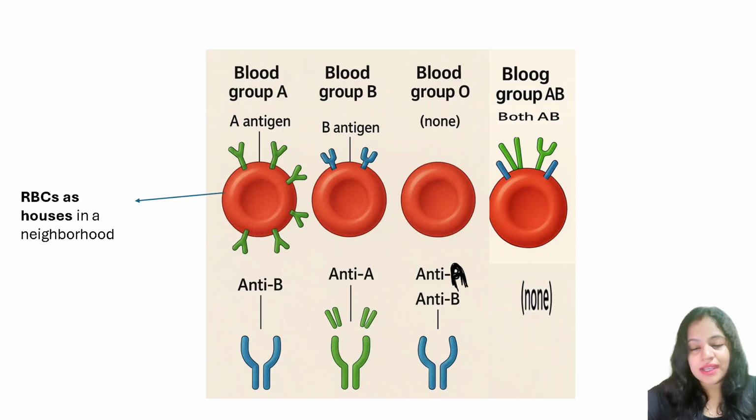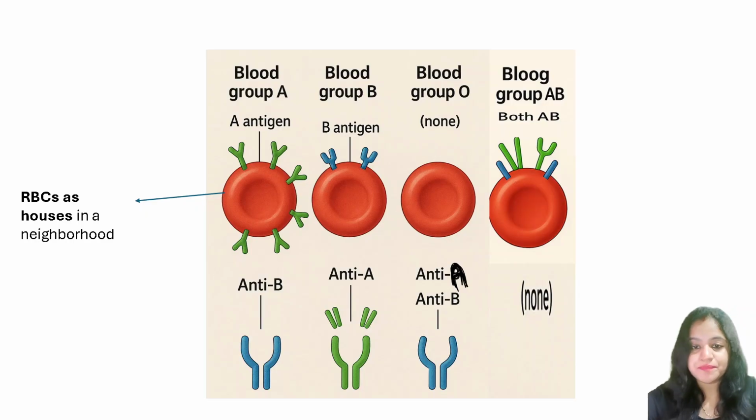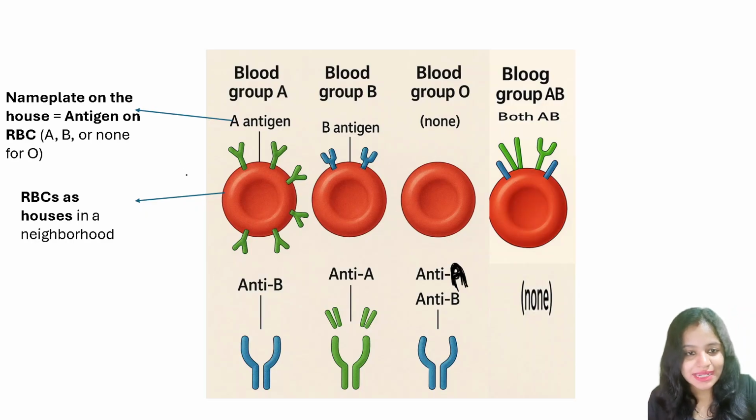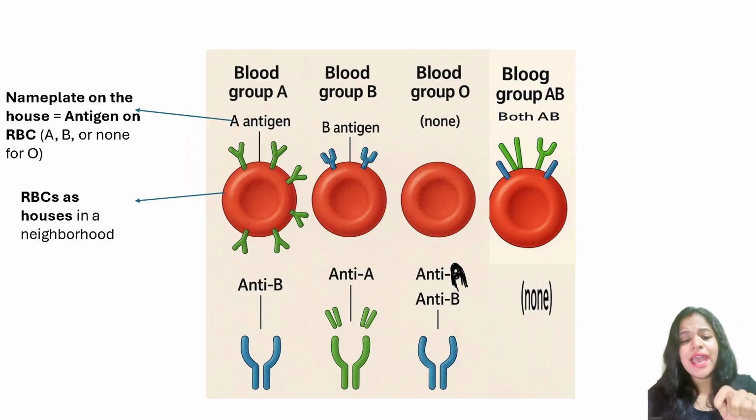Okay. This was your RBC, which were the houses in the neighborhood. This was the nameplate on the house, that is antigen on the RBC. Now, your blood group A will have A antigen on RBC. Blood group B will have B antigen on RBC. Blood group O will have no antigen. Blood group AB will have both antigens on RBC. Okay. Now let's see the corresponding antibodies in the plasma.